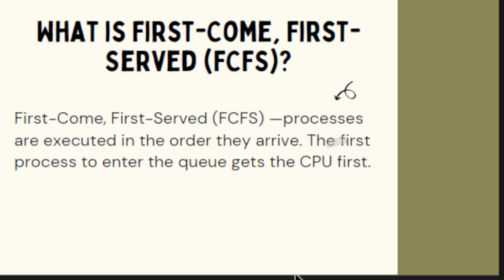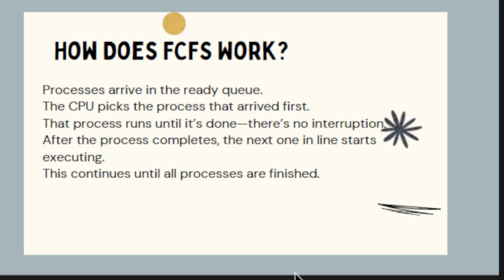Here is how FCFS works in a simple step-by-step manner. Processes arrive in the ready queue. The CPU picks the process that arrived first. That process runs until it's done. There is no interruption. After the process completes, the next one in line starts executing. This continues until all processes are finished.